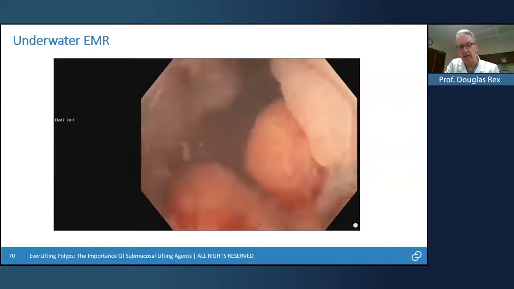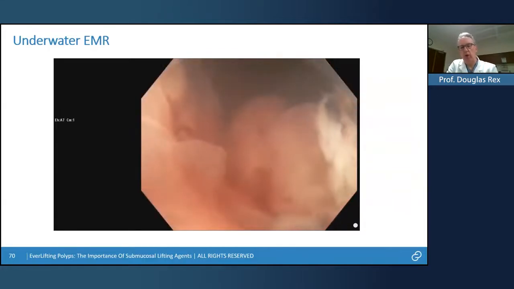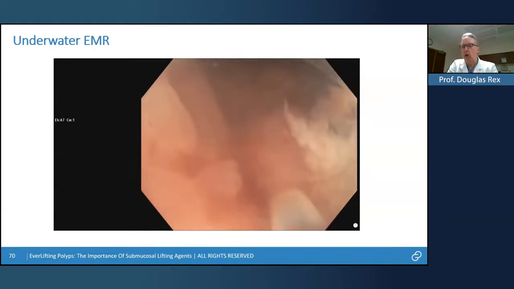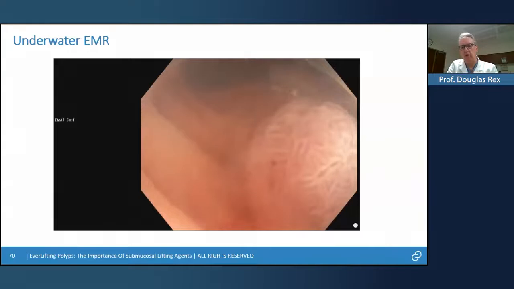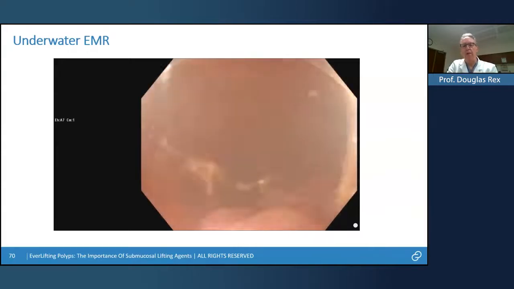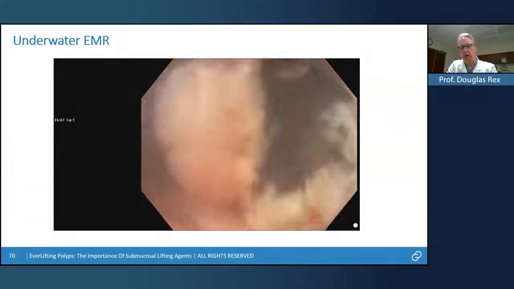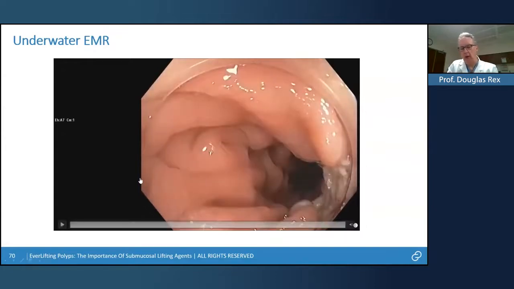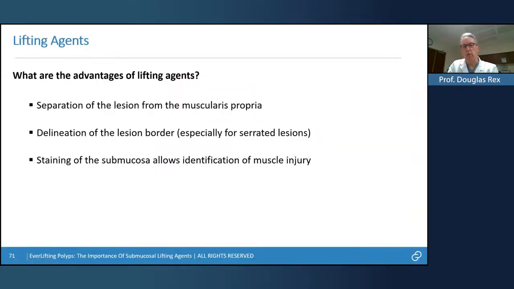I think there are other arguments for doing this. I will admit that I still do an awful lot of conventional inject and resect EMR, but I think when you have a lesion in the 20 or 30 millimeter size range that has some of the features Evelyn talked about that make you want to do an en bloc resection, you're more likely to get it going underwater than you are with conventional EMR, because we make things bigger when we inject them.